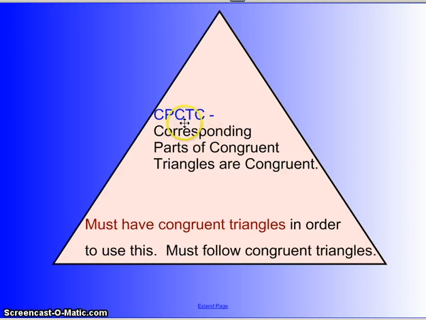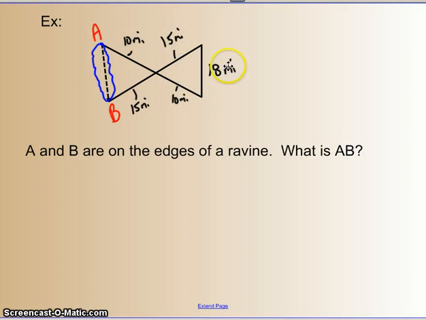The first thing here is the CPCTC. What does it stand for? Corresponding parts of congruent triangles are congruent. And down here we have a very important note that we must have triangles congruent in order to use this. So we must have a triangle congruence statement before we can ever use CPCTC. So you might make sure you put something about that in your notes also. Now we have an example here that we get going on.